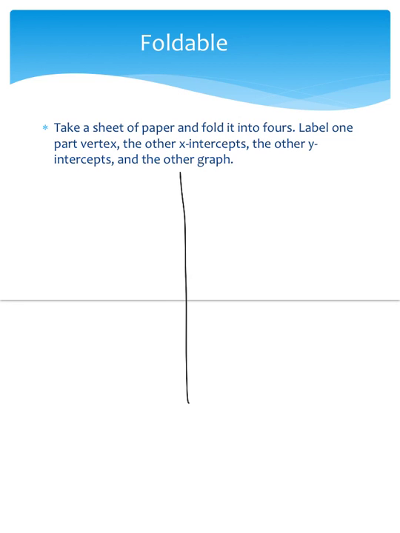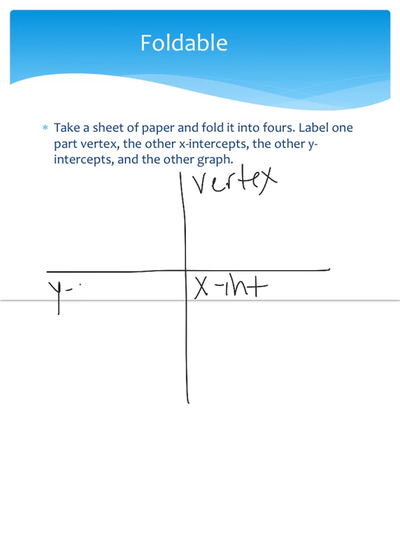So I want you to take a sheet of paper and fold it into fours. You're going to label one part the vertex, then you're going to have x-intercepts, y-intercepts, and then this is going to be where we actually end up putting the graph. You're going to have an assignment that you need to do that you'll take a picture of and send to me, so it's important that you really do practice this.